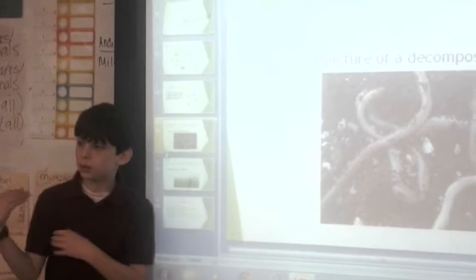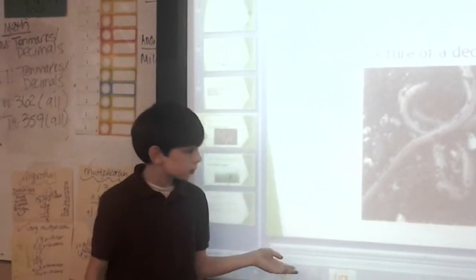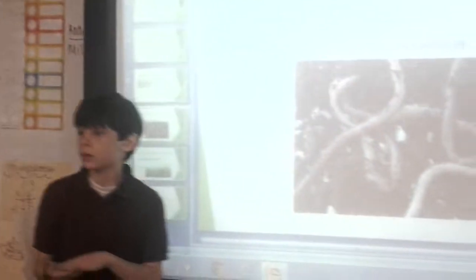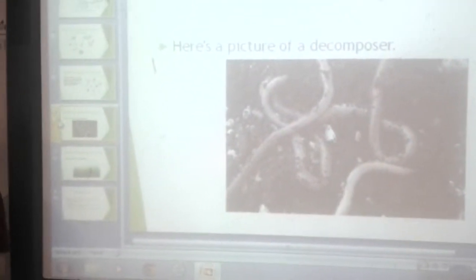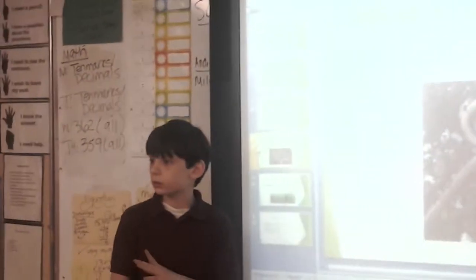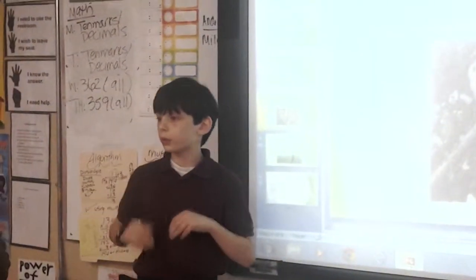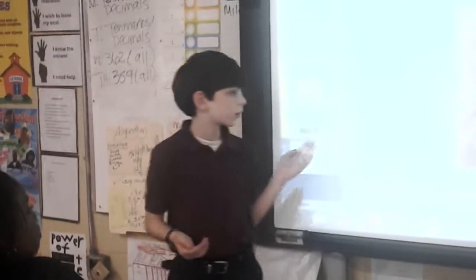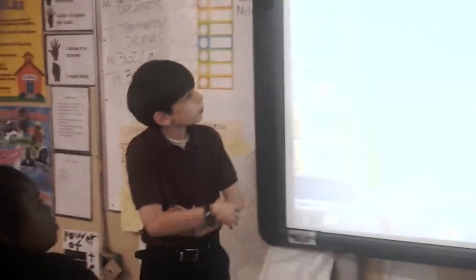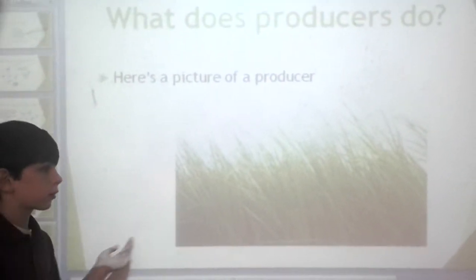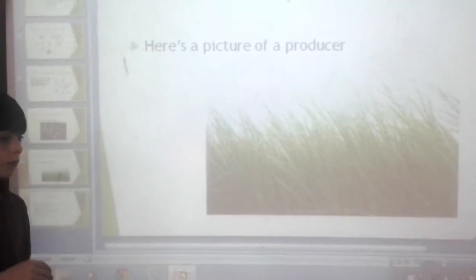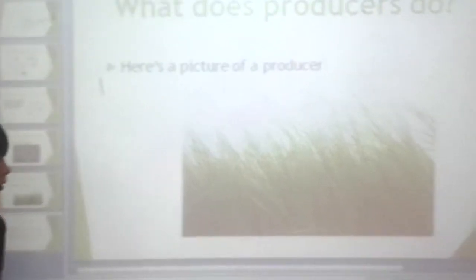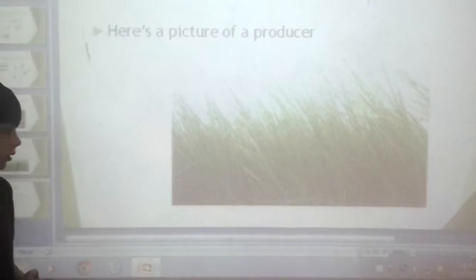Well, they can't see. They look like they're moist. But they can feel. That's one of their senses. So whenever they're in hot weather, they know they need to go into soil, which is moist. When they feel moist soil, they dig down. Awesome. What does a producer do? Here's a picture of a producer, which is grass. They make sugar. They make their own food by using carbon dioxide and water from the ground.